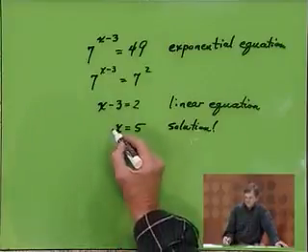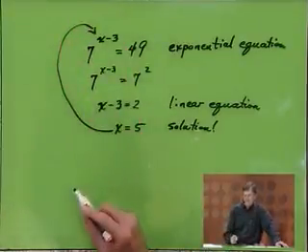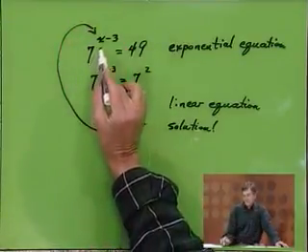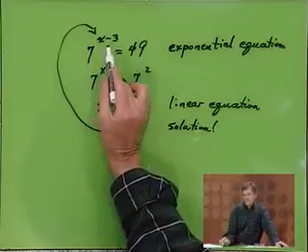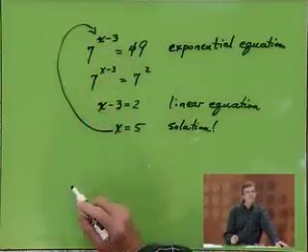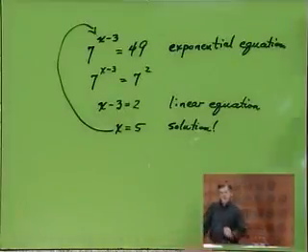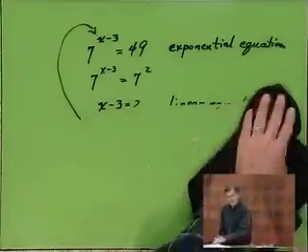Let's just check that. If I substitute in a 5 right there, then I'm going to have 7 to the 5 minus 3 power. That's 7 squared. 7 squared is 49. That's right. Okay, now let's take a problem that's maybe not quite that easy to solve, but it's still an exponential equation.